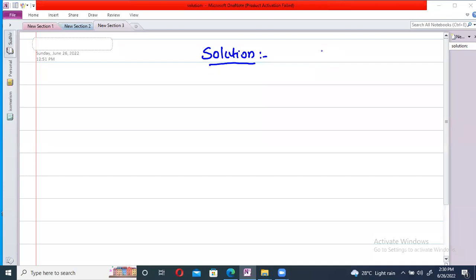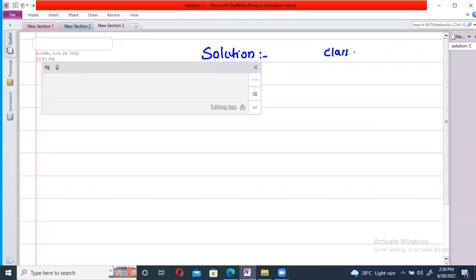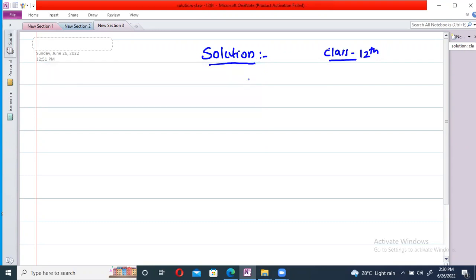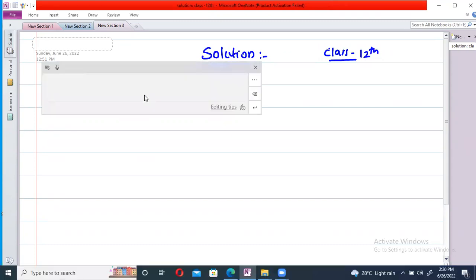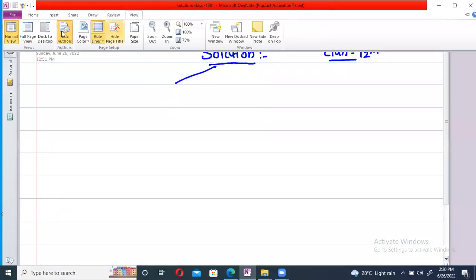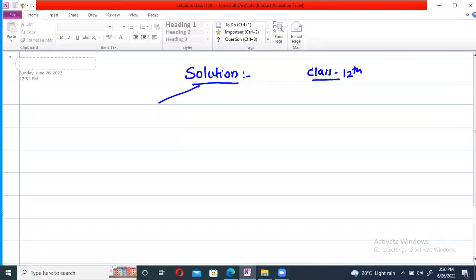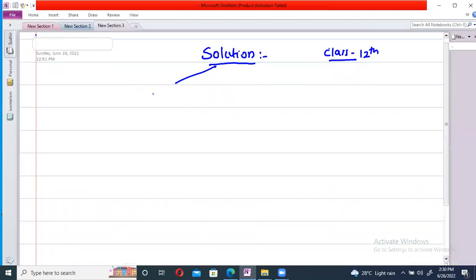But this solution chapter comes under class 12th. In this chapter, we are going to learn, actually, this chapter is divided into these parts. The first part of this chapter is concentration of solution, that is, what the concentration of the solution is and what methods there are to express the concentration of the solution. That is the first part, and it will be called concentration of solution. The second part is the vapor pressure of the solution.